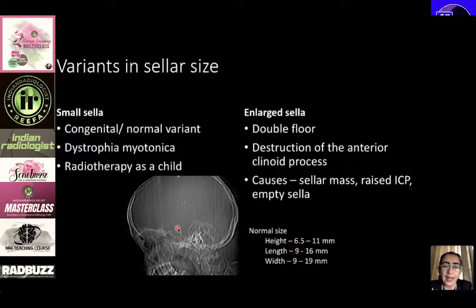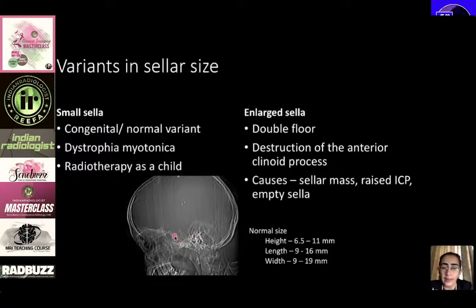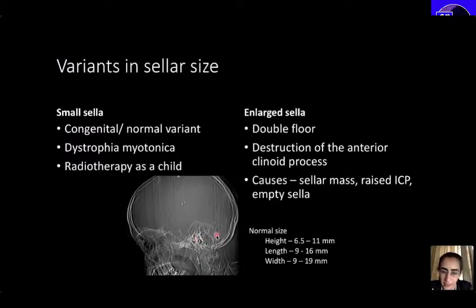The sella can be small as a congenital variant, or small sella can be seen in dystrophia myotonica, or if the patient has received radiotherapy previously. Enlarged sella can be seen in patients with, for example, a normal variant like double sellar floor, or if there is destruction of the anterior clinoid process, or if there is any erosion of the sella itself. The sella may be enlarged in patients with sellar masses, or in patients who are having raised intracranial pressure. For example, any other intracranial mass or long-standing intracranial mass can lead to raised ICP, or even idiopathic intracranial hypertension may lead to slight enlargement of the sella.